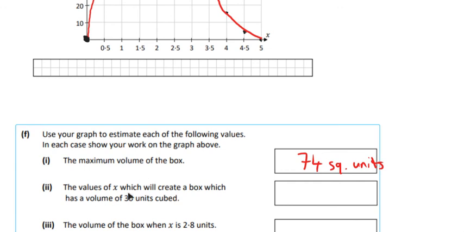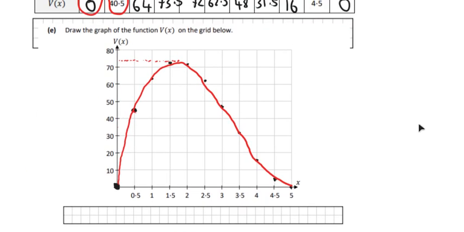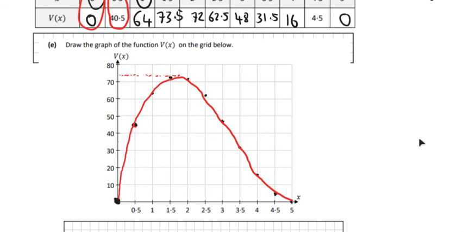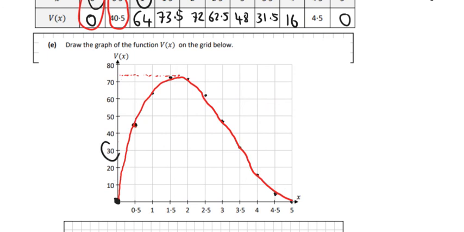Next one, the value of x which will create a box which has a volume of 30 units cubed. Okay, so let's look at where 30 units cubed would be. The only place that a 30 exists, either up here or down here, is up the side there, so it's here. So this is 30, so that's a clue anyway of what you need to do. If I was to draw a line across there at 30, you'll see that it cuts the graph at 2 points. So it's here and here, so these are going to be the answers at what x values. So the x values then would be just kind of down from there.